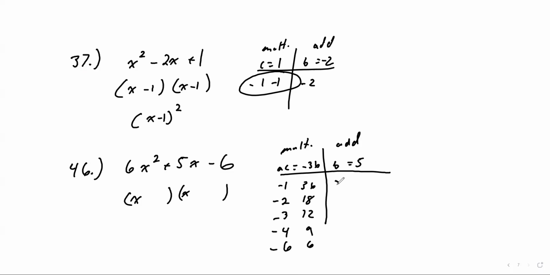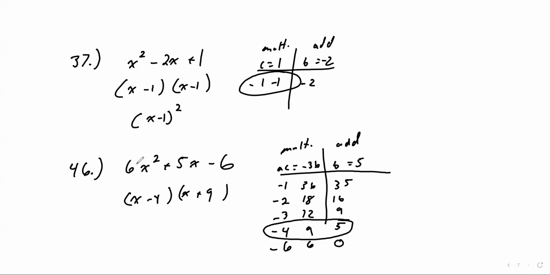But negative 1 plus 36 is 35. Negative 2 plus 18 is 16. Negative 3 plus 12 is 9. Negative 4 plus 9 is 5. And then this is 0. So this would be your winner right here. So I want to write negative 4 and positive 9.